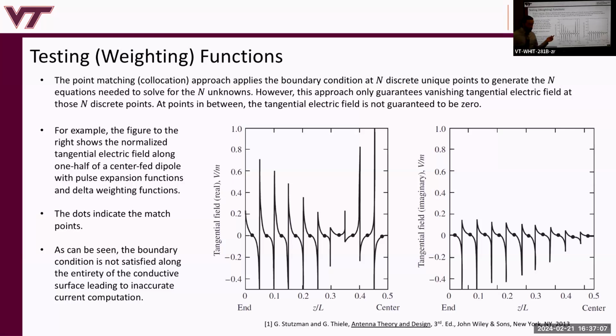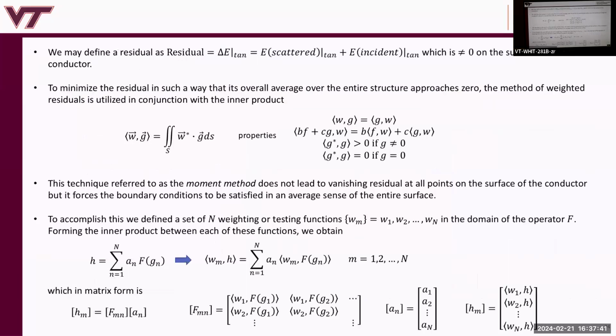Because if you got the current exactly right, and you go back in and calculate the tangential field on all points on the dipole, the boundary condition should be zero everywhere. Even using vector moments, that probably won't be possible, because that would be an infinite number of points. So we can only either match at these points or do one thing better, which we're going to explain in the next slide. Point matching is pretty good. It's used a lot, but it's not as accurate as using weighting functions, testing functions.